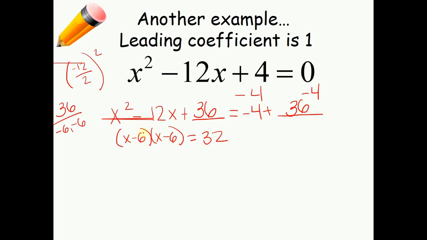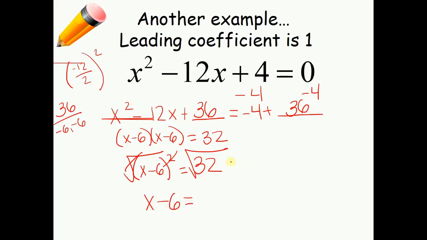Now, remember, x minus 6 times x minus 6. It's so nice, I got to write it twice. So I'm going to put a squared up there. Square root both sides. I get x minus 6 equals the square root of 32. I bet that breaks down.